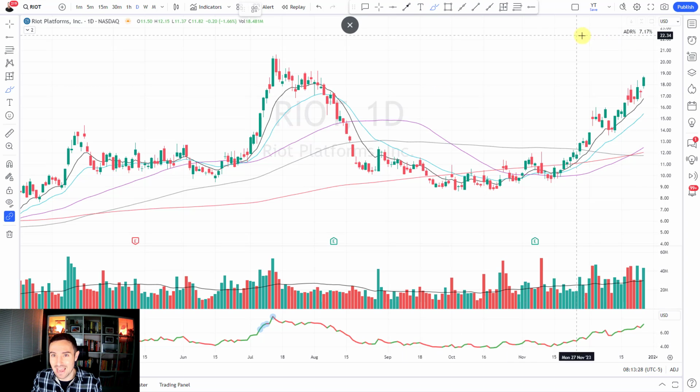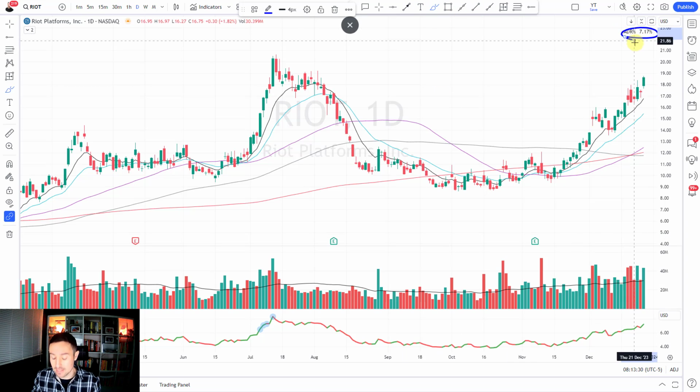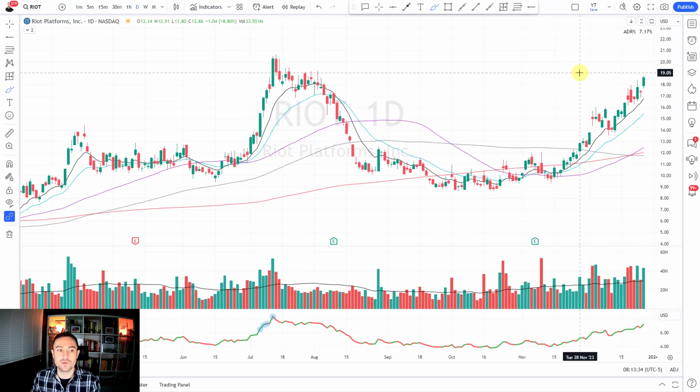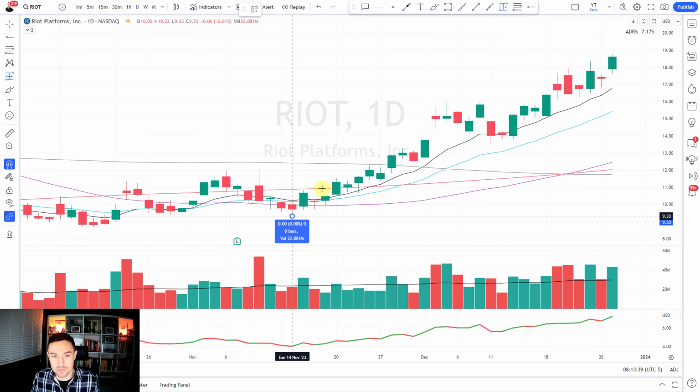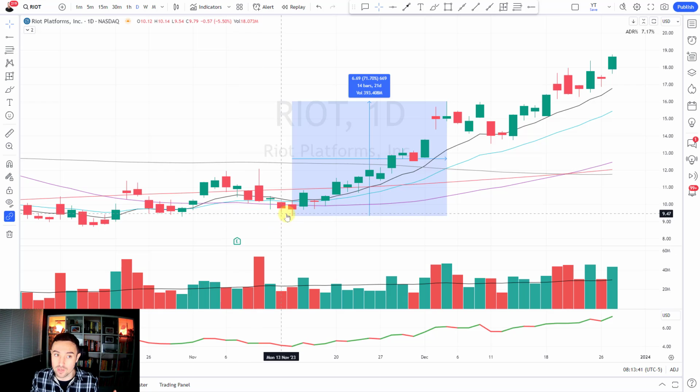Now what do you notice? The average daily range percentage is nearly 2.5 times the stocks that we've just been talking about with Pinterest and KD. So it's going to be quicker. The initial stop loss is likely to be larger as well. So right here is in the context of a powerful uptrend. The stock has gone up 71%.